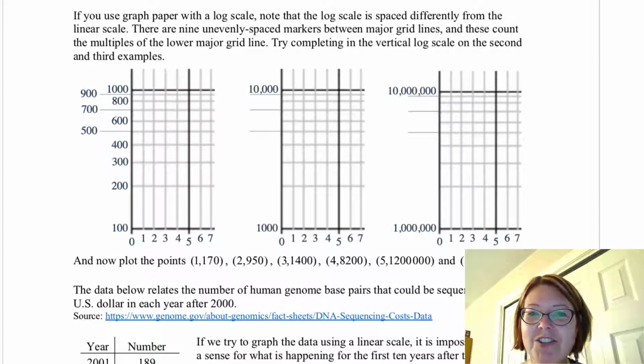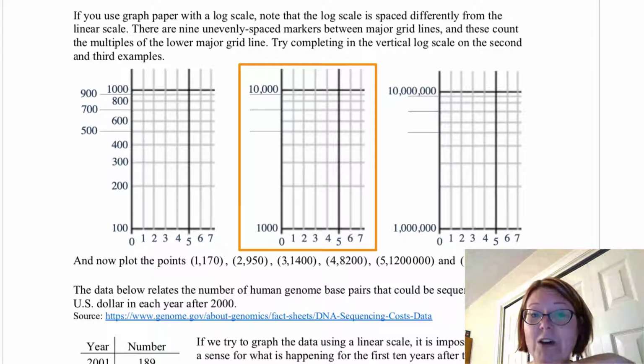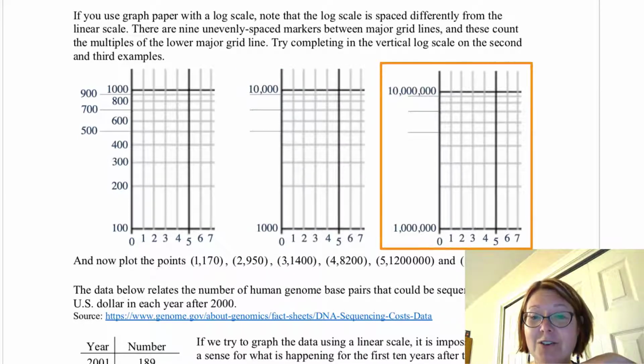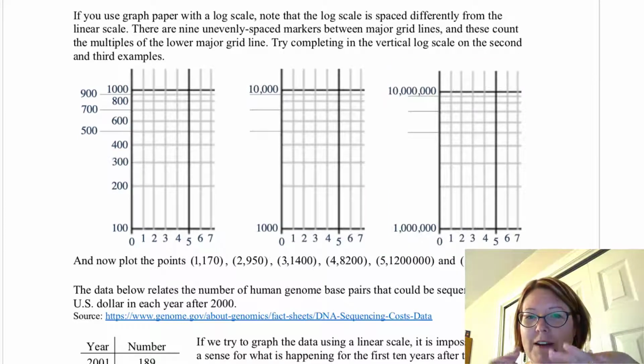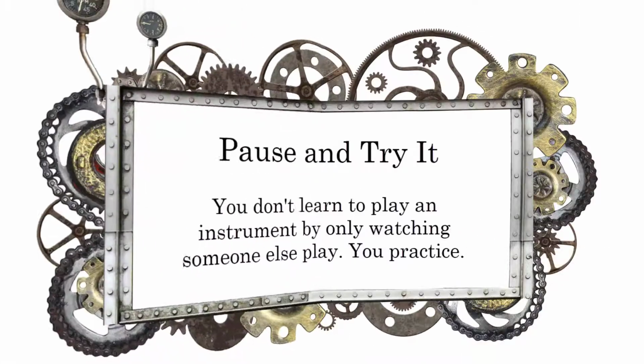What I'd like you to do is try completing this scale on the second and third examples here. So same X scale, 0 to 7, counting by ones. The Y scale of the next graph goes from 1000 to 10,000. And then the third graph goes from 1 million to 10 million. So go ahead and start by trying to just plot the scale on that y-axis. Pause the video, give it a try.